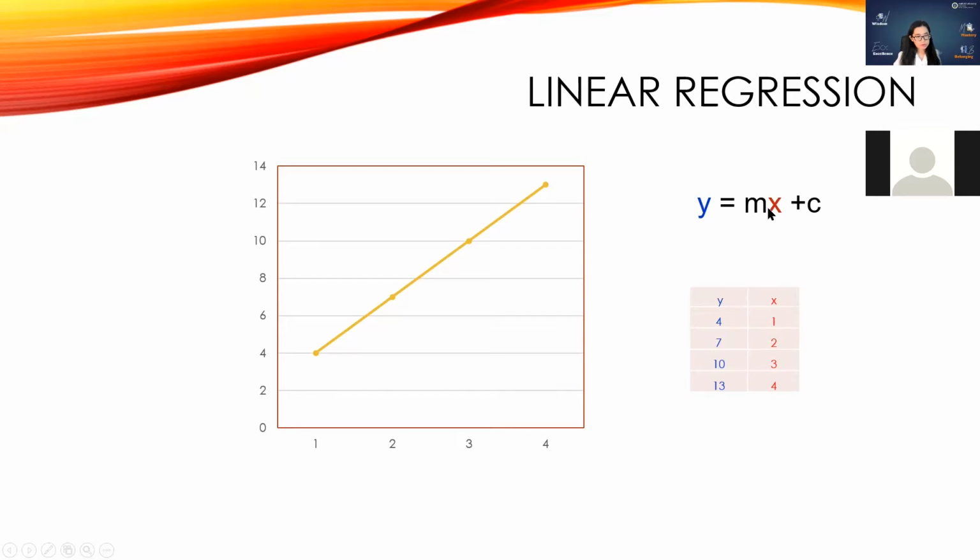No one can know. If you put x here, you get y here, the first y1. And if you put x equal 2, y equals 7. If you put x equal 3, y equals 10. Can any one of you guess what is the m or the c? Can you guess what is the c value? No one. So basically you have 4 here, right?